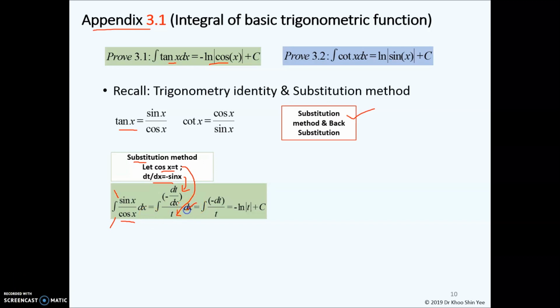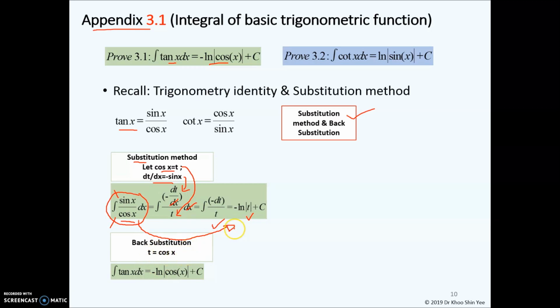dx over dx here becomes 1, cancelled. Then you get this result. And when you integrate negative 1 over t, basically you get negative ln t. So this is the result. However, if you integrate a function in x, we expect you to give the answer in x as well. So you have to do back substitution. Since we know t is equal to cos x, we can substitute inside and we get back our result in x. So this is the final answer.